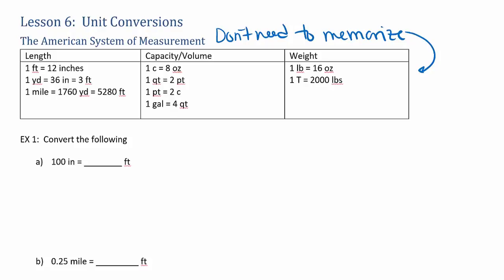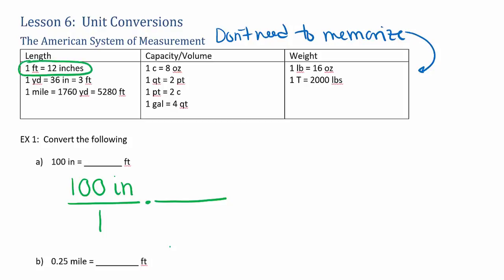So what that means is we're going to start by writing down the number that is given to us. So if I want to convert 100 inches into feet, I write down that 100 inches as a fraction over 1. And then I'm going to take that number and multiply it by a rate, or a ratio, that contains a conversion factor. So I know that 1 foot is 12 inches.